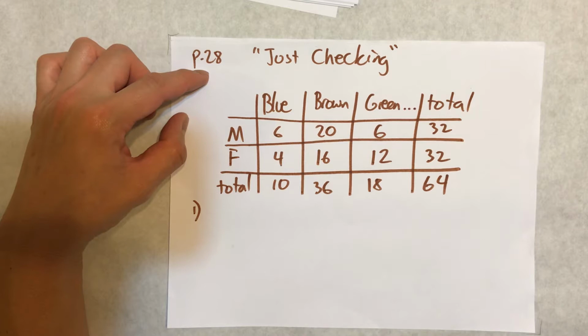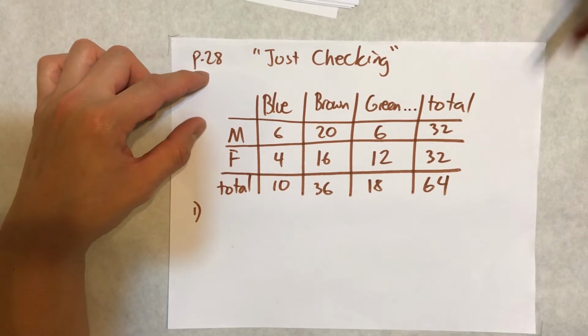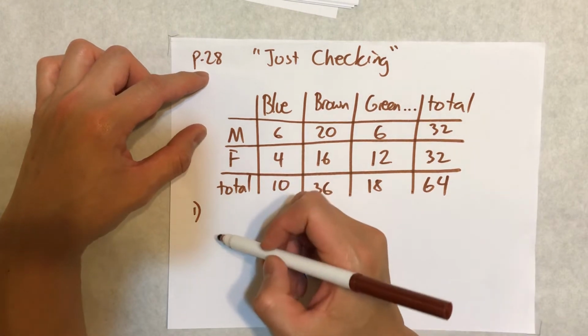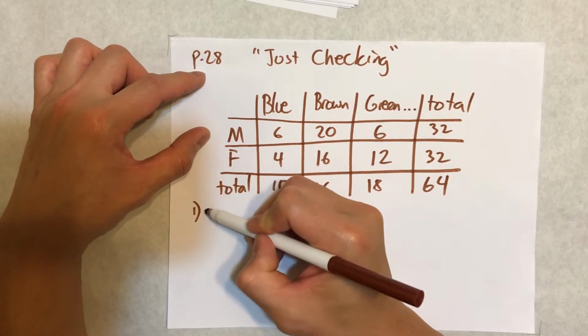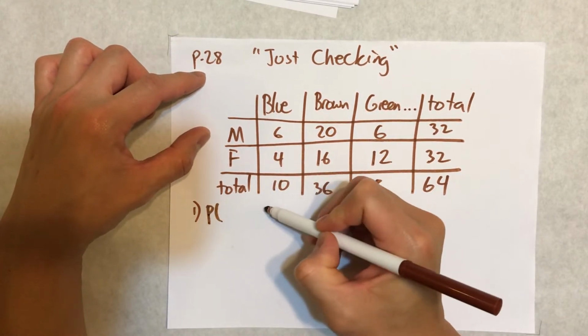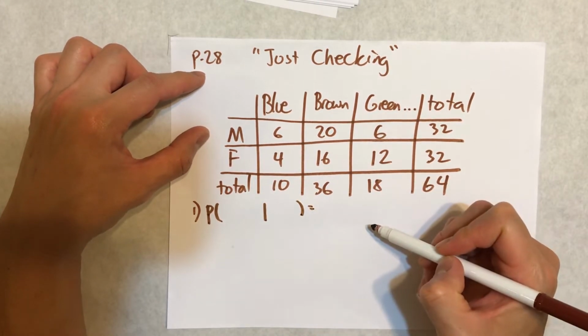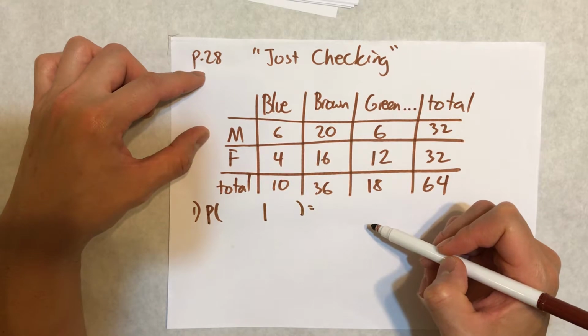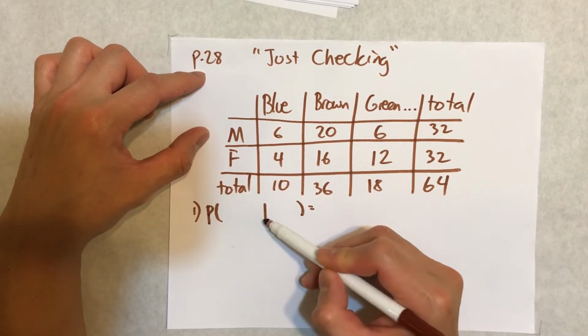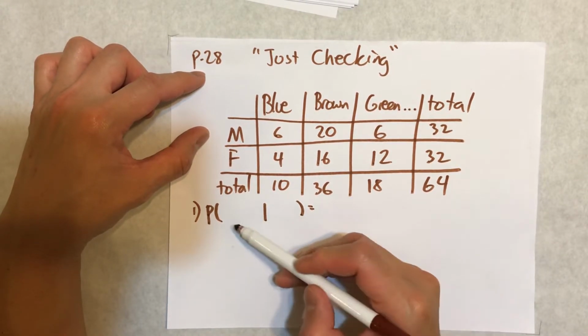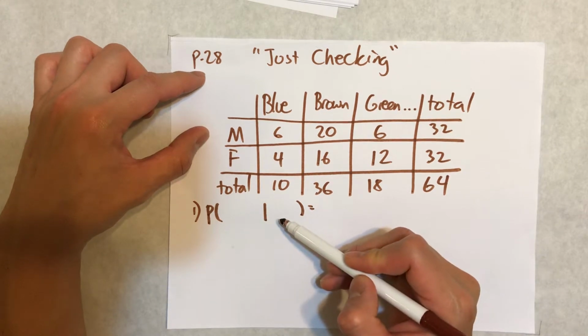So the first question said, what percent of females are brown-eyed? Okay, so this is going to be a conditional with the line. So probability of something given something. Is it going to be brown given female, or is it going to be female given brown? So let's read the question.